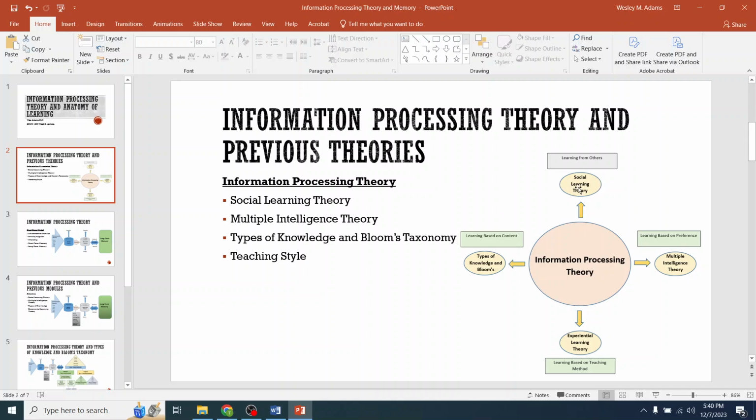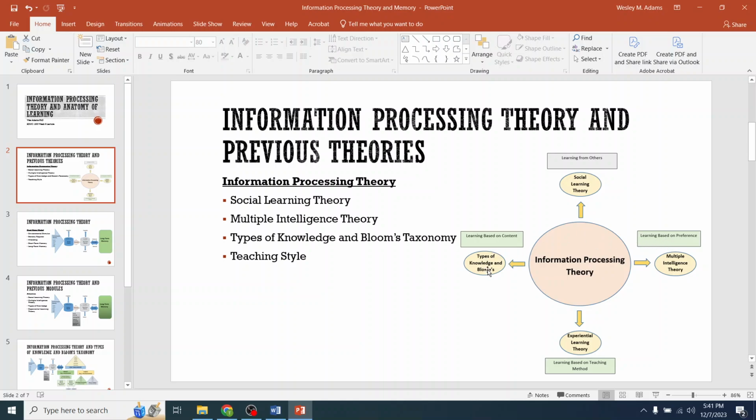So in social learning theory, that's how we learn from other people. That's how we pay attention to information that we're getting from other people. In multiple intelligence theory, that's learning based on preference. So think of learning style. How do you like to receive information?